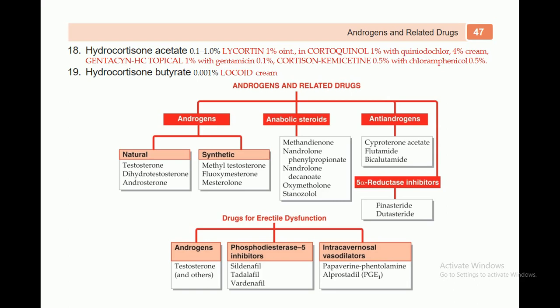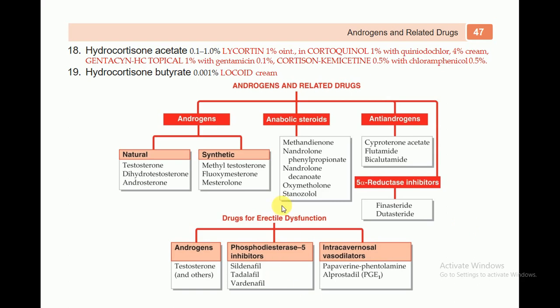while the anabolic steroids include methandienone, nandrolone phenpropionate, nandrolone decanoate, and oxymetholone, stanozolol, while the anti-androgens are further divided into three. The first one is cyproterone acetate, flutamide, and bicalutamide, while the fifth one is the 5-alpha reductase inhibitors, which include finasteride and dutasteride.